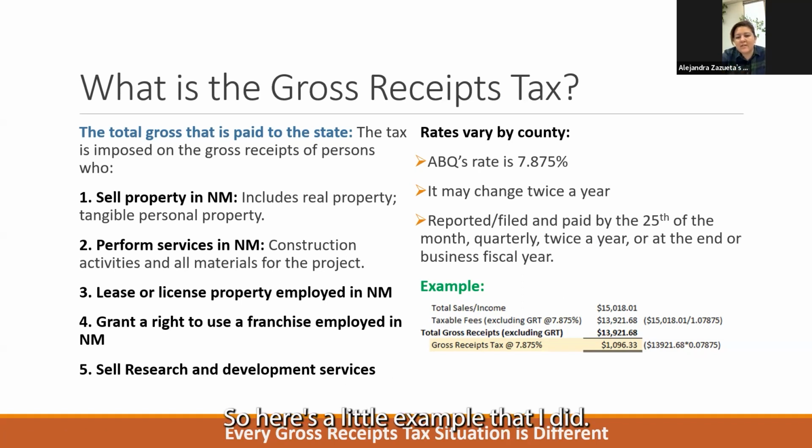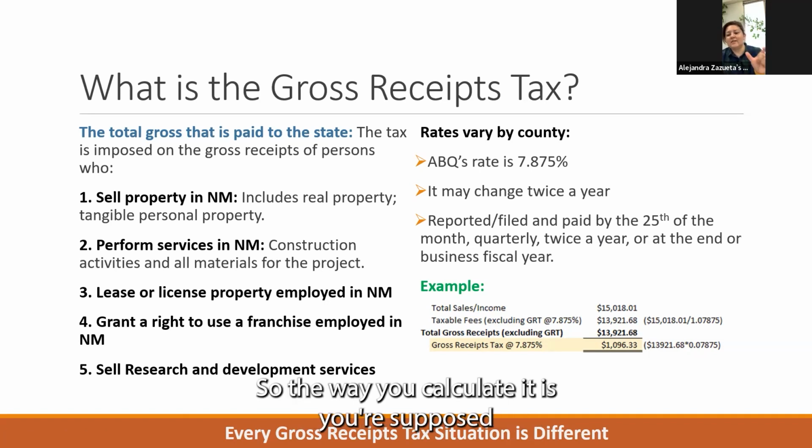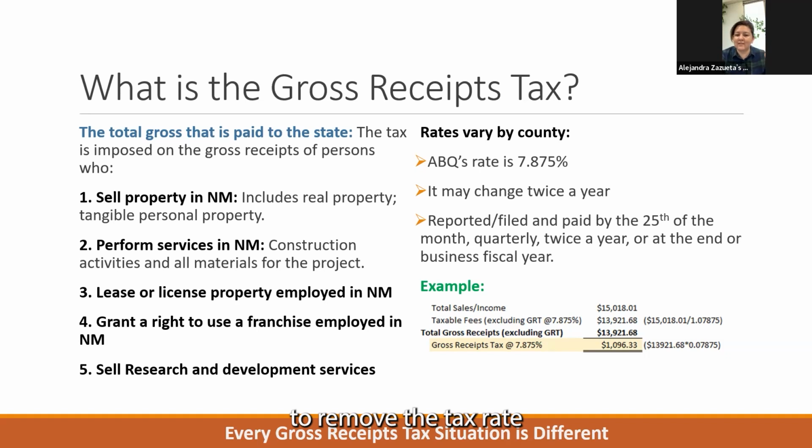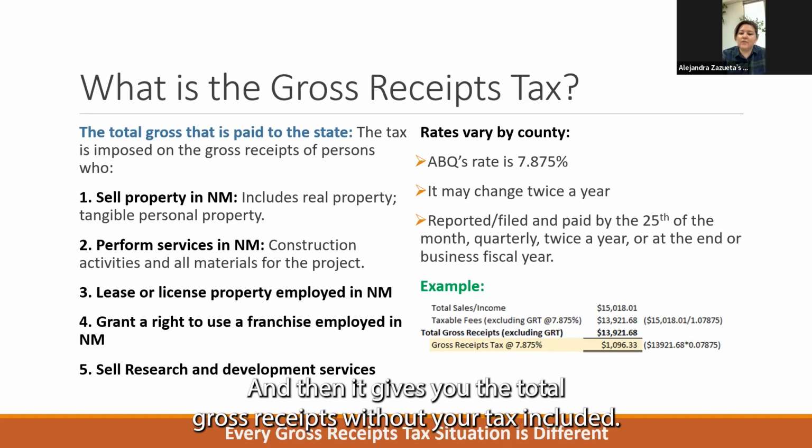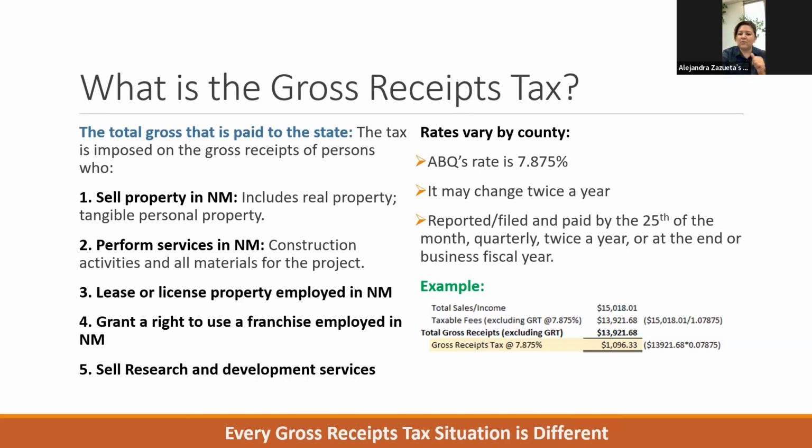So here's a little example that I did. Let's say your business made total sales for the month of April of $15,000. That's the total, that's including the taxes. So the way you calculate it is you're supposed to remove the tax rate, and you do that by dividing by 1.0 and then the rate, whatever the rate is for your county. And then it gives you the total gross receipts without your tax included. So in this example it's almost 14,000.